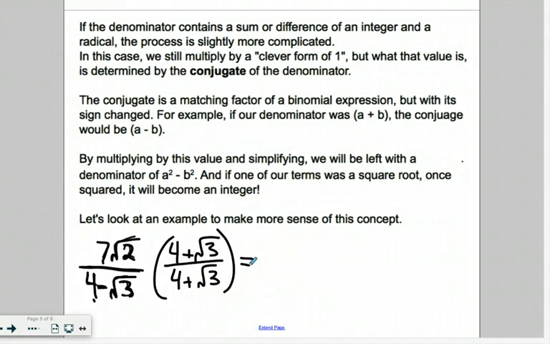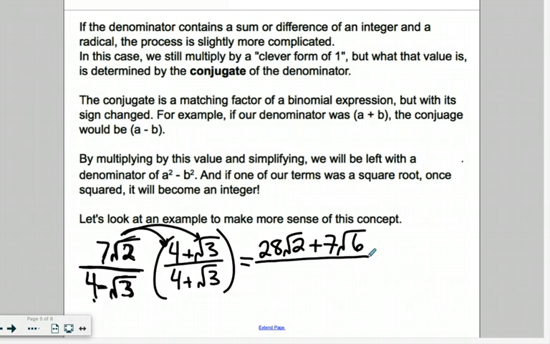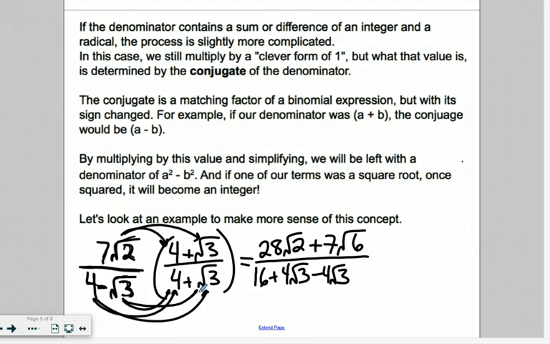And at this point, we're again just multiplying fractions. Right, so numerator times numerator, so that's 7 root 2 times 4. So multiply your whole numbers together. That'll be 28 root 2. And then 7 root 2 times root 3, which will be 7 root 6. And then in my denominator down here, it's going to go 4 times 4, which is 16. 4 times positive root 3, which is 4 root 3. Then negative root 3 times 4, which is negative 4 root 3. And negative root 3 times positive root 3, which is negative root 9.